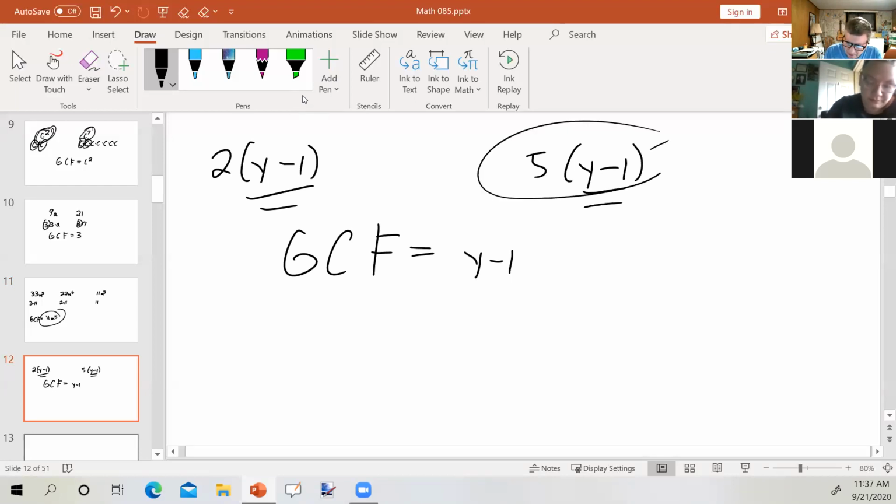Now, when I write it here, I need parentheses around it because it's being multiplied by the 5 or the 2, but writing it here, I don't need that because it's just that quantity. You could put it there, but you don't need them either way.